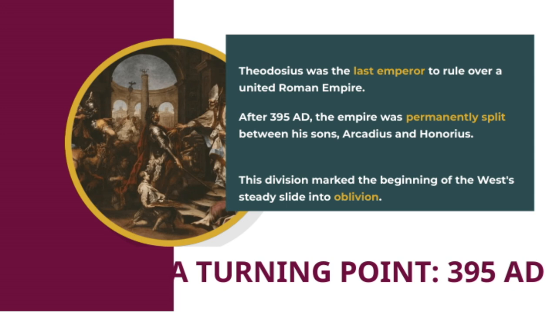It's important to note that Theodosius was the last emperor to rule over a united Roman Empire, symbolizing the end of an era. This split set the stage for the eventual fall of the Western Roman Empire, which ties into our overall theme of how internal divisions contributed to its decline.